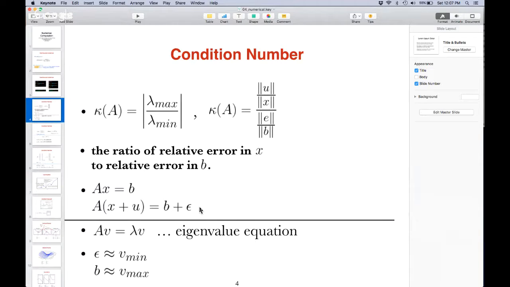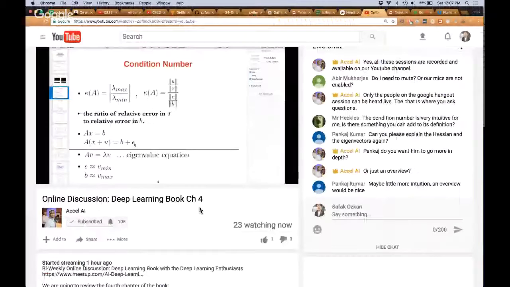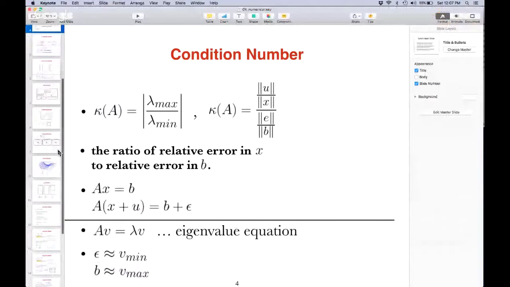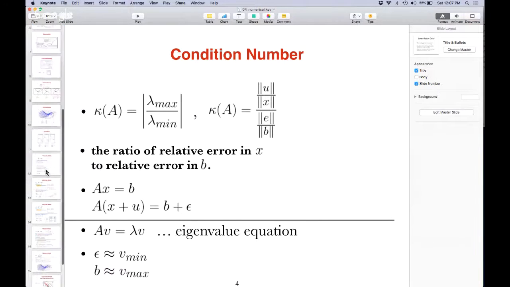Wonderful, thank you. And there was one more quick question. Looks like they asked if you can give a little bit more intuition regarding the Hessian and eigenvectors again, if you don't mind. So maybe how specifically they would relate to deep learning, or how to think about them when you're doing a deep learning problem.